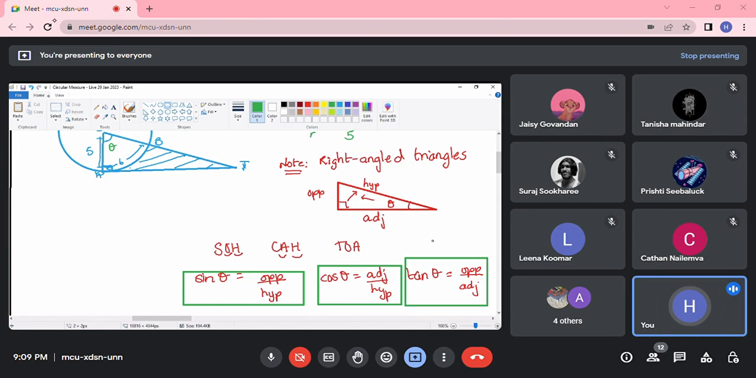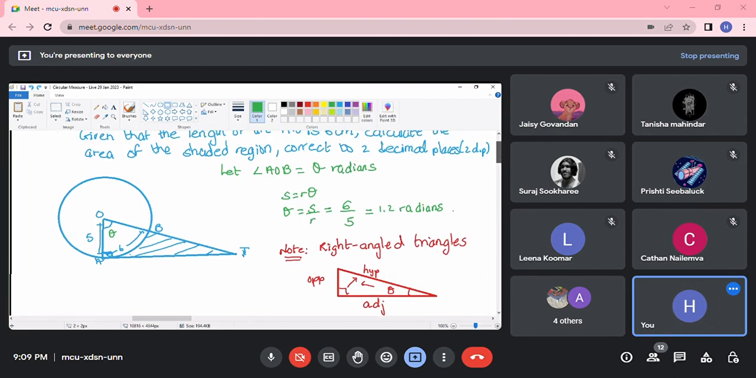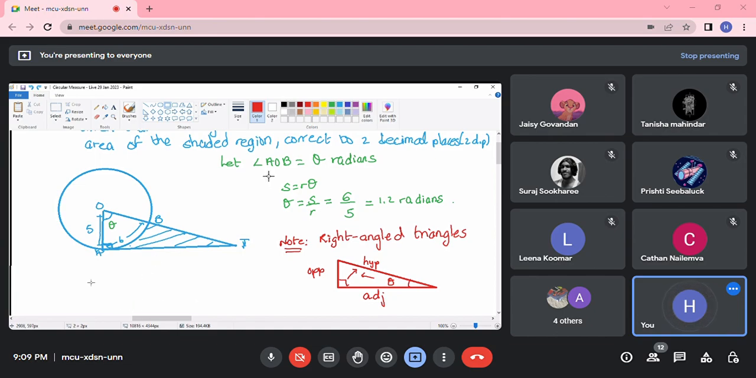Okay? So, let's identify what we know and what we don't know in this triangle that is given to us. So, we have AT. This angle theta, its opposite side is AT. And the side opposite to the right angle is called the hypotenuse. And the radius is the adjacent side.